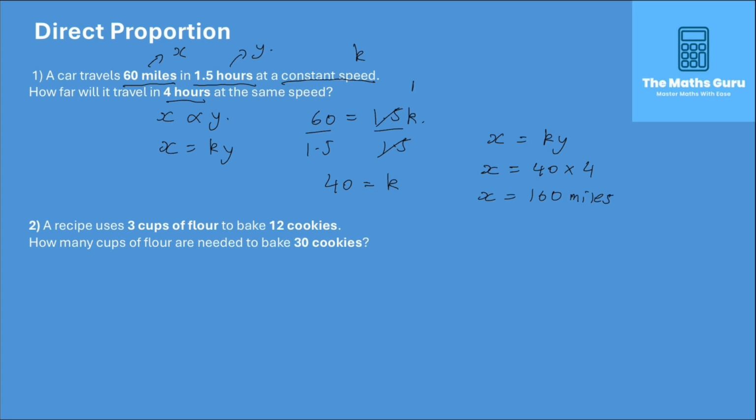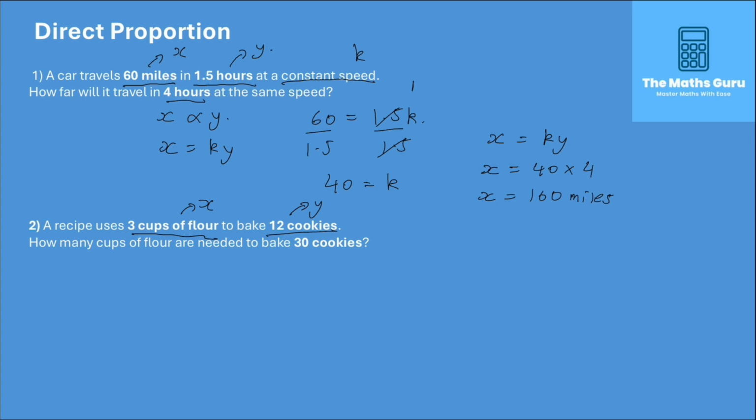Okay, moving on to the second question. A recipe uses 3 cups of flour. This is our x in this case. And 12 cookies is our y. So 3 cups of flour to bake 12 cookies. How many cups of flour are needed to bake 30 cookies?